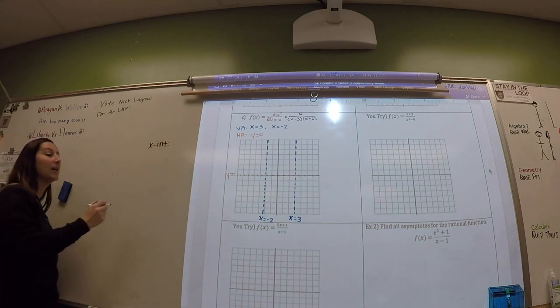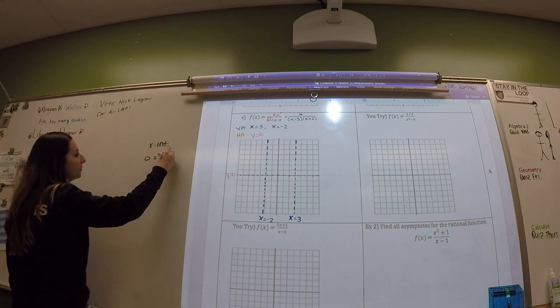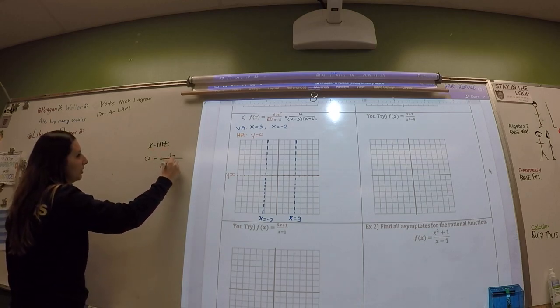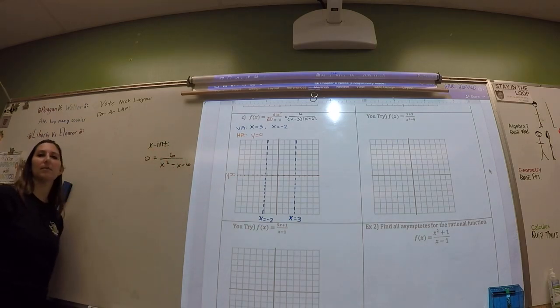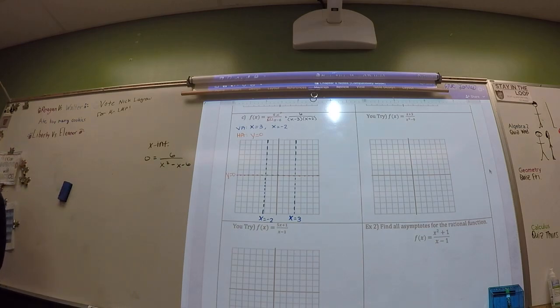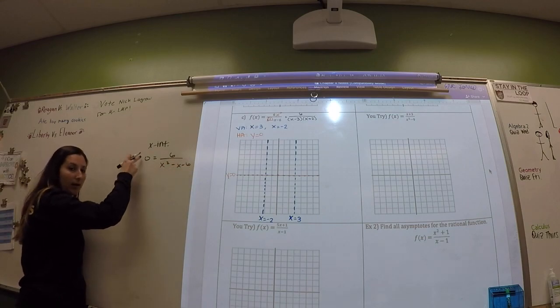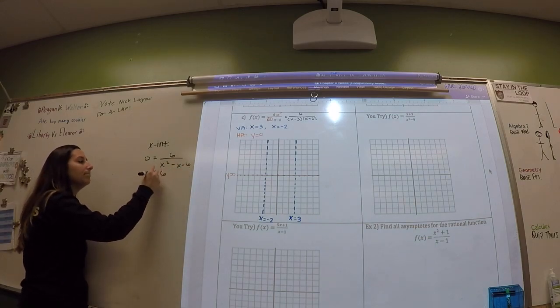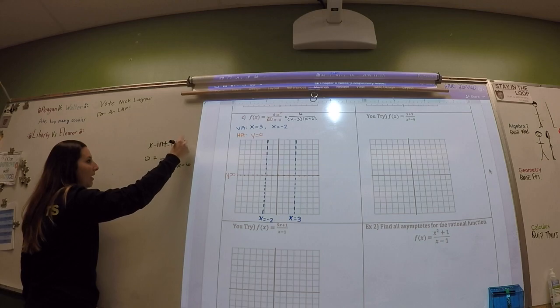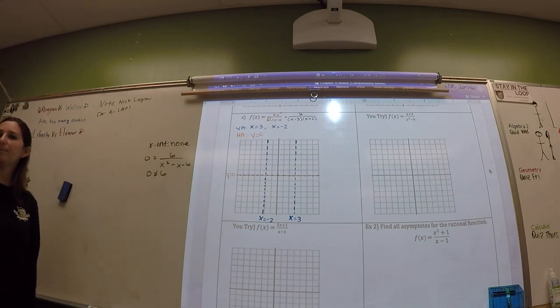Okay, x-intercept. Make y 0 and solve. You can use your simplified or your not simplified, or your factored or your not factored. Doesn't matter. First step would be to multiply, which is 0. The answer is also 0. So you have no x-intercepts.